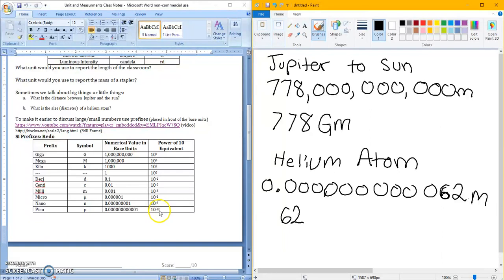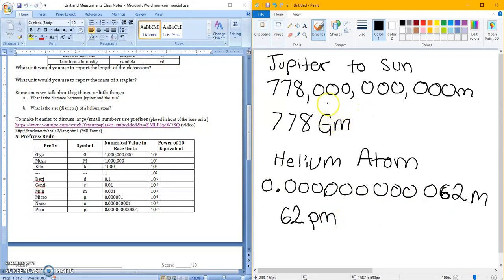What does the negative mean? All these negative numbers right here are used for smaller measurements, like a centimeter is pretty small, whereas a kilometer is really big. So since it's a small number, I want one with a negative 12. See how they go all the way out like that? So I'm going to use a pico, and there's my picometer. So 62 picometers, instead of writing out all of those zeros.